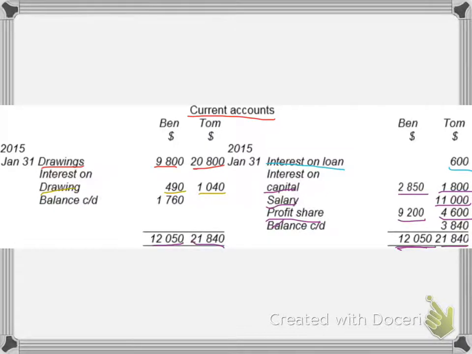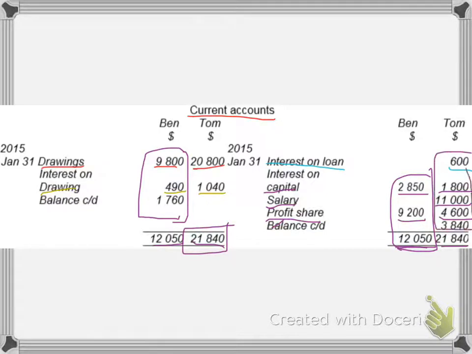And then we just do the balance carry down. So what we need to do is we'll have to subtract this amount 12,050 from the total of this, and we'll subtract this amount of Tom from the total of this side, and then we get the carry downs. So this is how we do a current account.